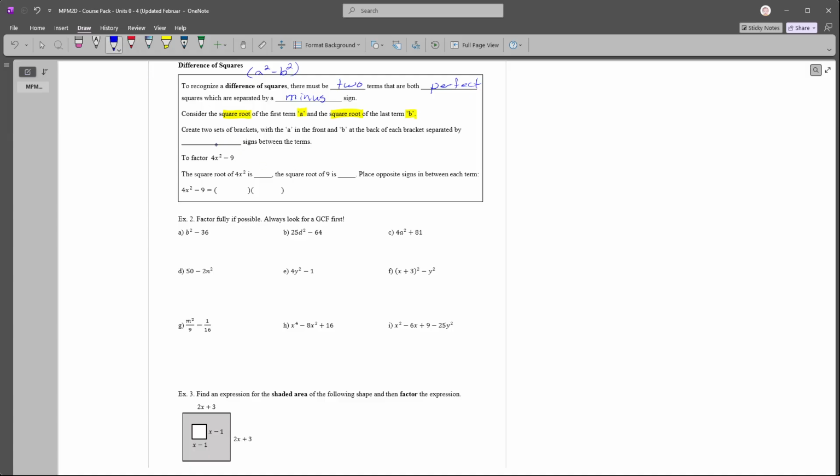Now once we have this, we're going to create two sets of brackets where a and b are the first and last term in each set of brackets. And then the signs are just going to be opposite of each other.